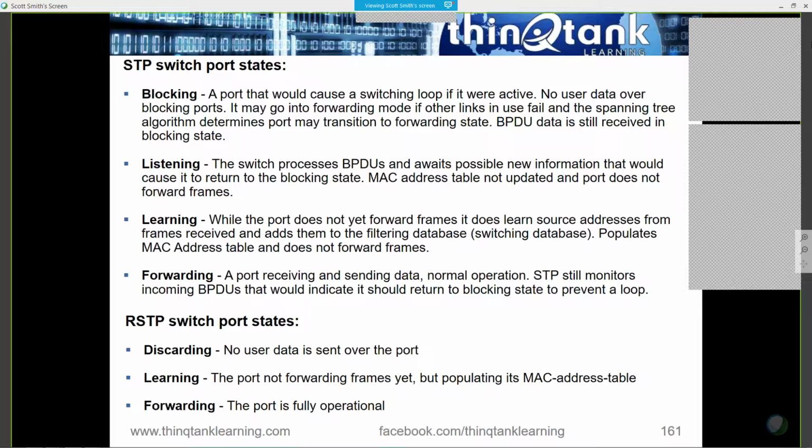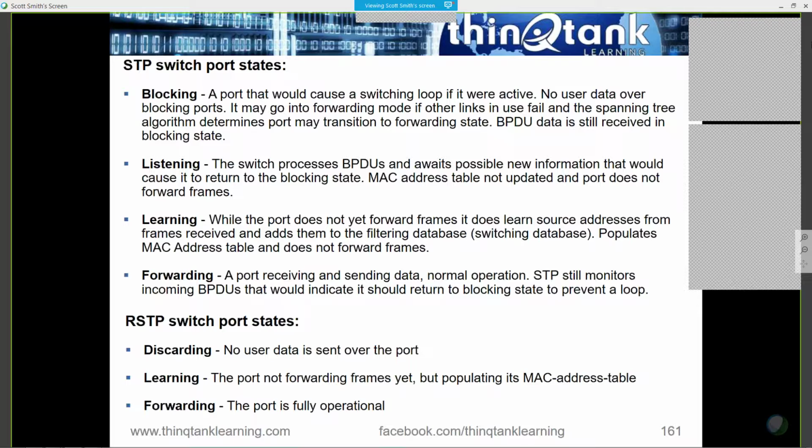Learning mode is the same as listening mode. The only difference is I'm still blocking client frames, but I'm also mapping their MAC addresses in the database. In listening mode, we're not even building our database. In learning mode, we're still blocking clients' frames, but we're updating our MAC address table so that if we do have to start forwarding frames, we have a way of doing that.